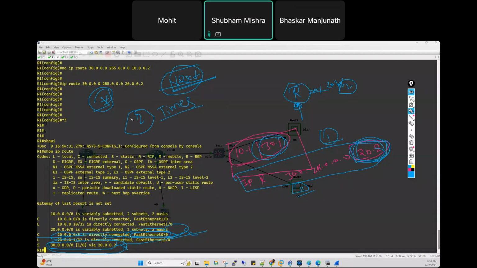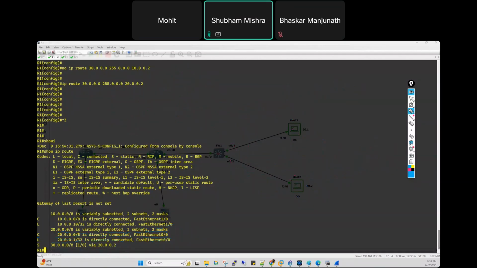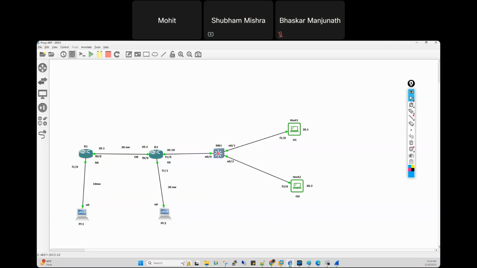The whole process is called recursive lookup. What is it called? Recursive lookup. Getting my point? This is called recursive lookup. The router is looking up the destination, looking at its routing table how many times? 2 times. So that's the reason it is called recursive lookup.